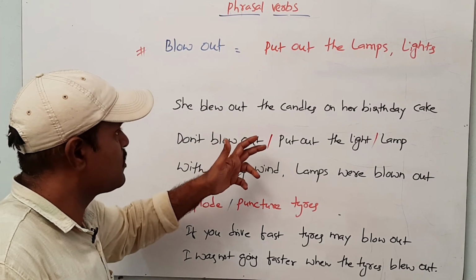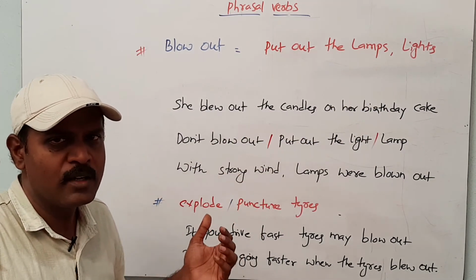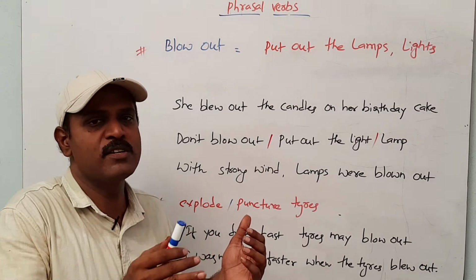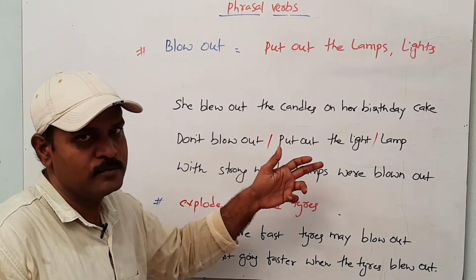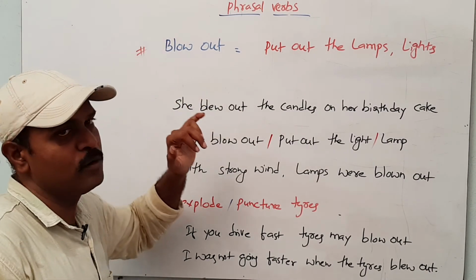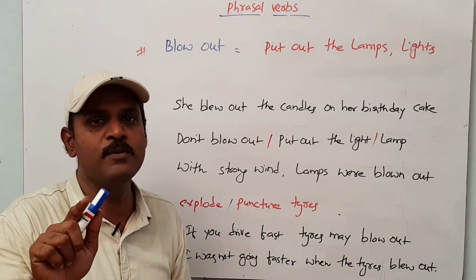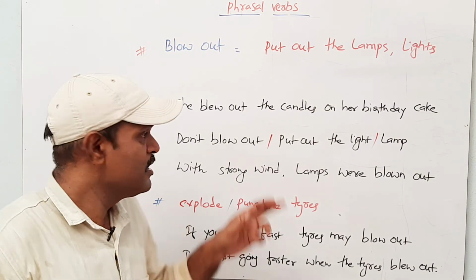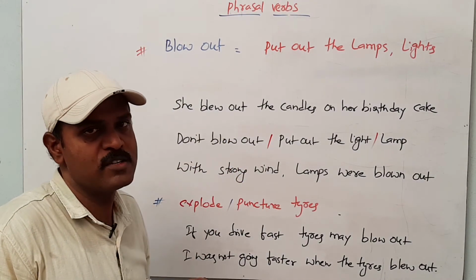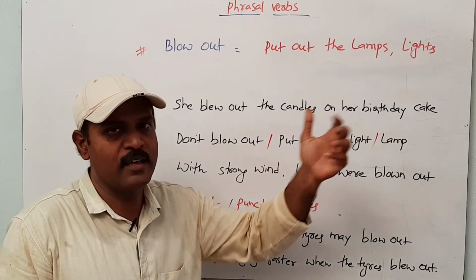She blew out the candles on her birthday cake. That means on her birthday cake, when she was celebrating her birthday, she blew out. Here the verb is blow. Blow has verb forms like this: blow, blew, B-L-E-W, blown, B-L-O-W-N, blowing. Here it is simple past tense. She blew out the candles on her birthday cake.